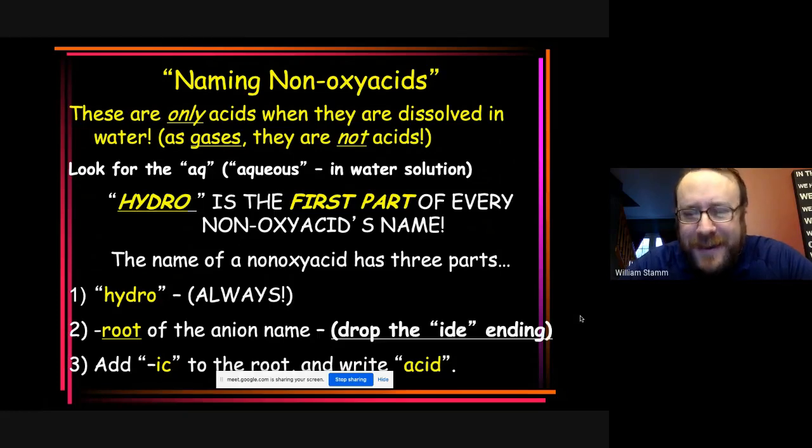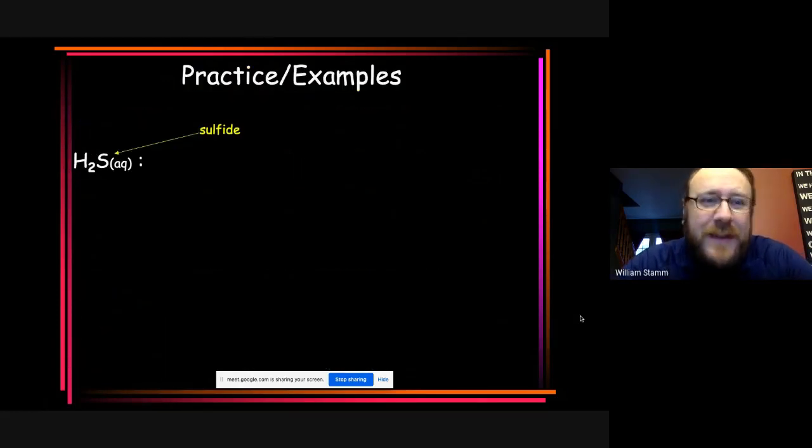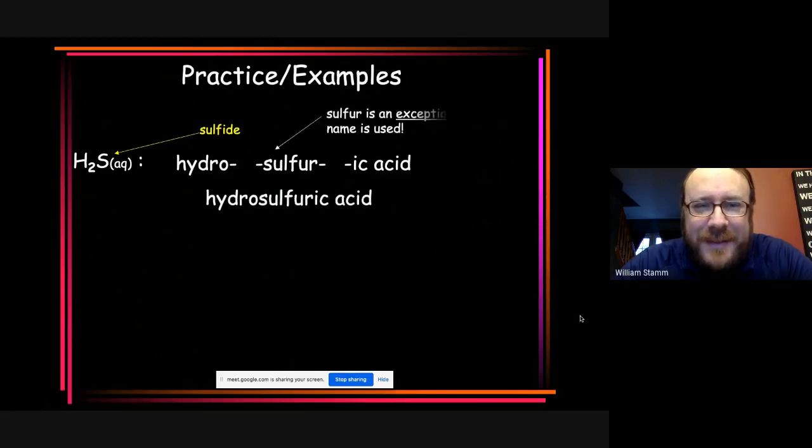Hydro, root, and ic. So, for example, H2S, AQ means it's dissolved in water, that's sulfide, S. Numbers don't matter here. There's no prefixes for numbers of the subscript. That would be hydrosulfuric acid. Sulfur is the only exception that you actually use the full name before you put the ic, because it just sounds better that way. Chemists are very practical that way. So hydrosulfuric acid, one word, hydrosulfuric. And always put the word acid at the end. So that's how you do that one.